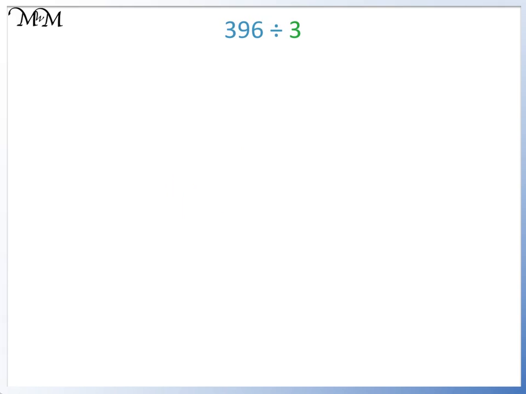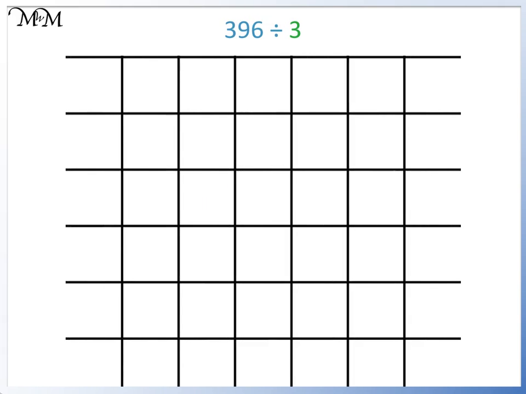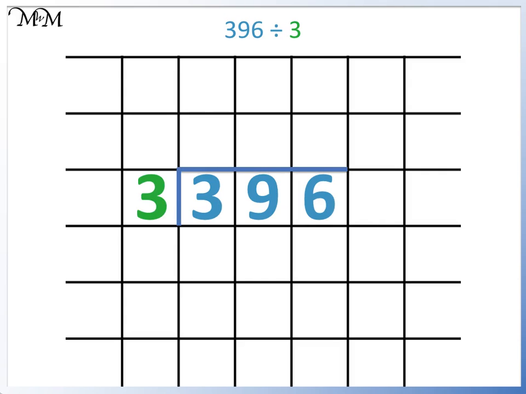Here's another example. 396 divided by 3. Remember, the 3 goes on the left. We are going to see how many times 3 divides into 3, 9 and 6. 3 divides into 3 once, and we write the 1 above. 3 divides into 9 3 times, so we write the 3 above. 3 divides into 6 twice, so we write 2 above. So 396 divided by 3 equals 132.